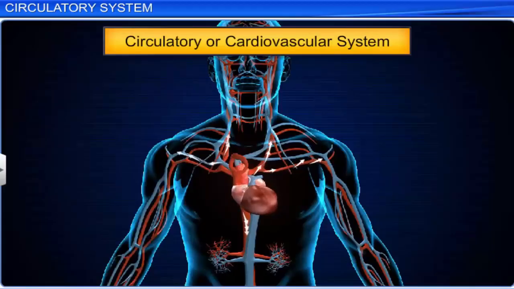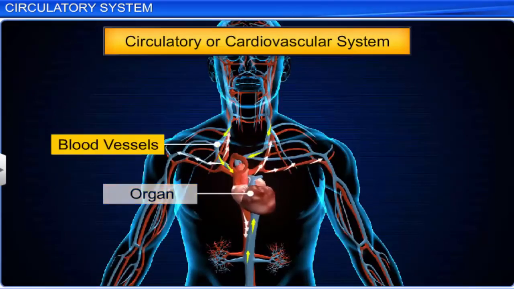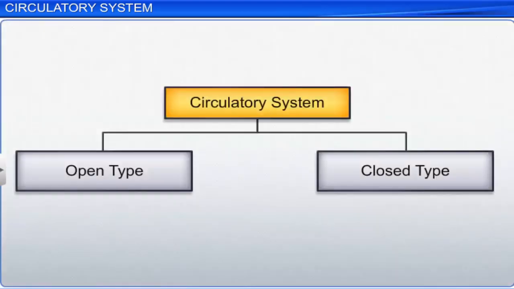The circulatory system or cardiovascular system refers to the organs and blood vessels involved in the transport of blood throughout the body. It is of two types, open and closed.